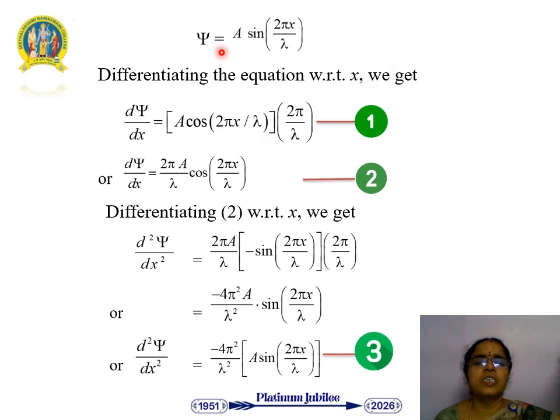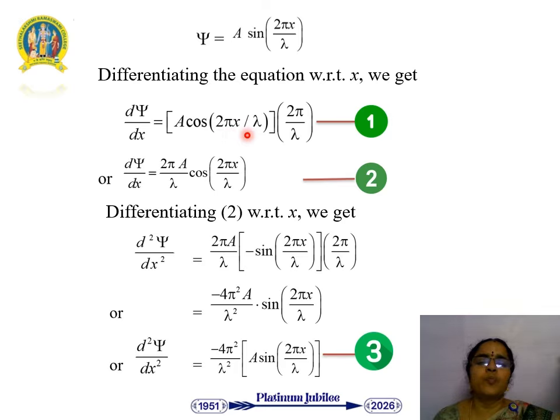On differentiating the equation with respect to x, we will get equation 1. On differentiating psi, we will get d psi by dx. A is constant, so it is kept as it is. Sin theta will become cos theta. Differentiating this sin theta gives us cos theta. Instead of theta, we are having 2 pi x by lambda, so the 2 pi x by lambda is written here.